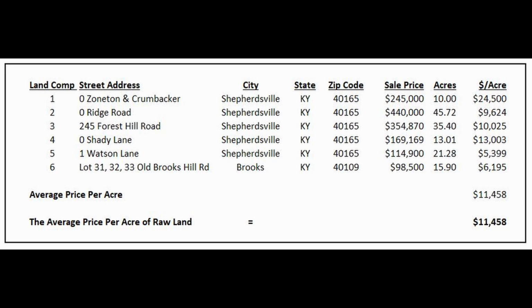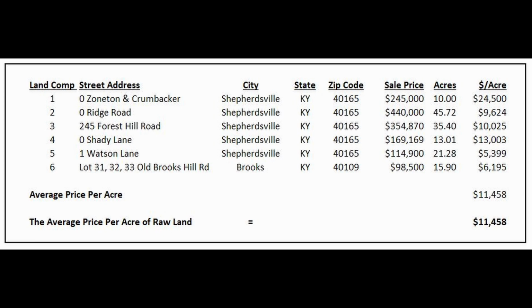So just look at comparable 1 for a moment. This is a good round number because comparable 1 actually did just have 10 acres. Okay, I haven't rounded that. It was a 10-acre tract that sold for $245,000. And so you see, using simple math, that was $24,500 per acre. Now, comparable 2, you see, was quite a bit more expensive. It sold for $440,000. It was a much larger tract, 45 acres, and it sold for $9,624 per acre.